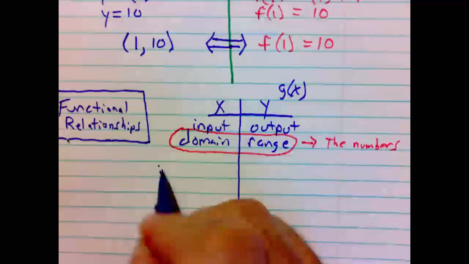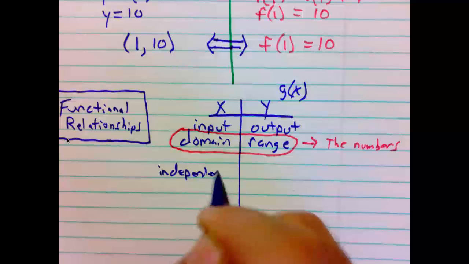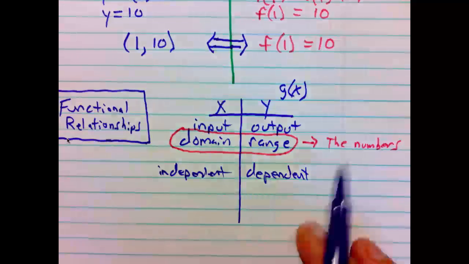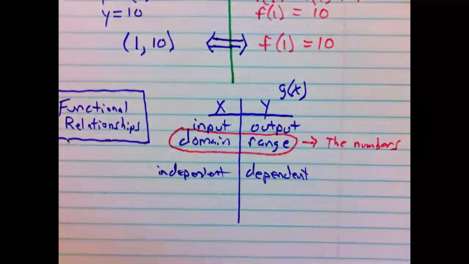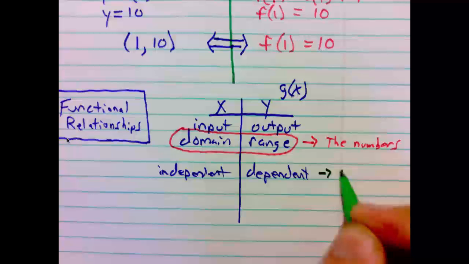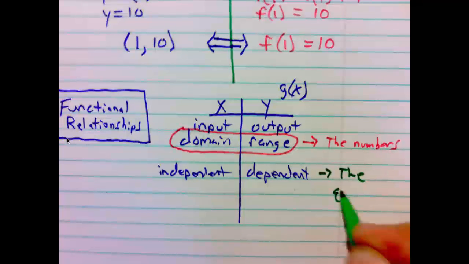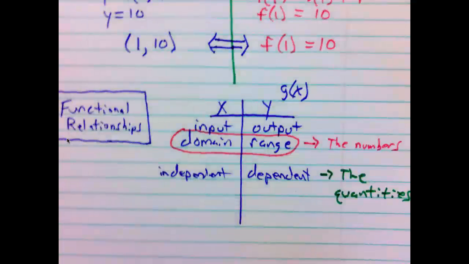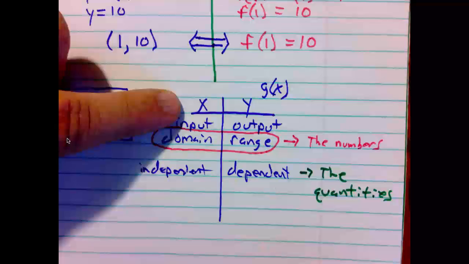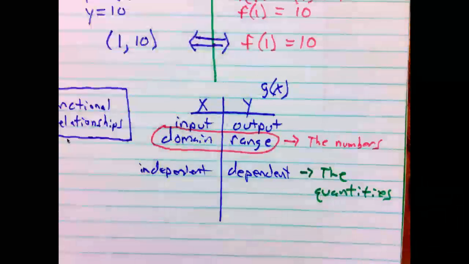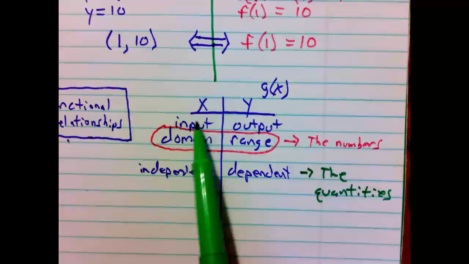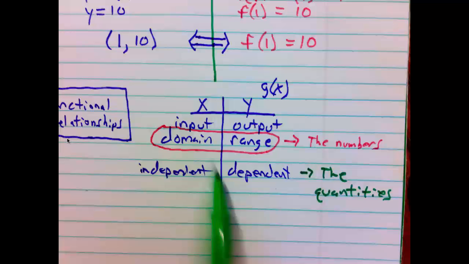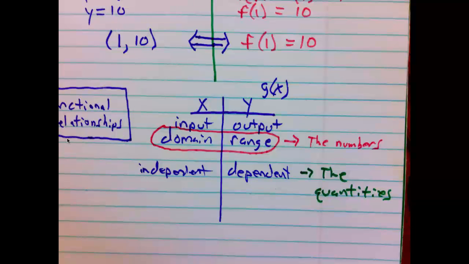Lastly, we've said independent and dependent. While these terms can also refer to the numbers, typically these terms are reserved for the quantities. And what I mean by the quantities are the words we're talking about. Does x represent hours and y represent pay? Does x represent our number of absences and y represent our grades? Independent and dependent are typically reserved for the things we're talking about.